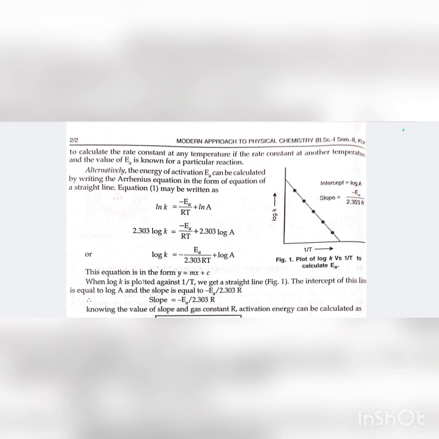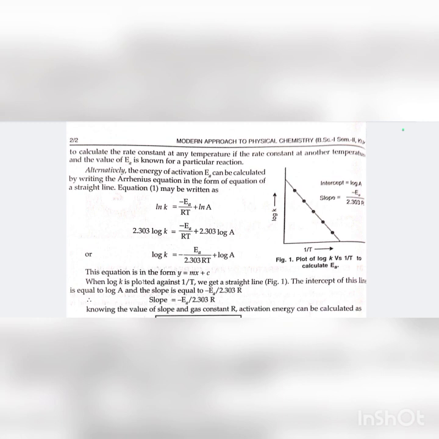Alternatively, the energy of activation Ea can be calculated by writing the Arrhenius equation in the form of the equation of a straight line. So equation 1 may be written as ln k is equal to minus Ea divided by RT plus ln A. 2.303 log k is equal to minus Ea divided by RT plus 2.303 log A. Log k is equal to minus Ea divided by 2.303 RT plus log A. The equation is of the form y is equal to mx plus c.